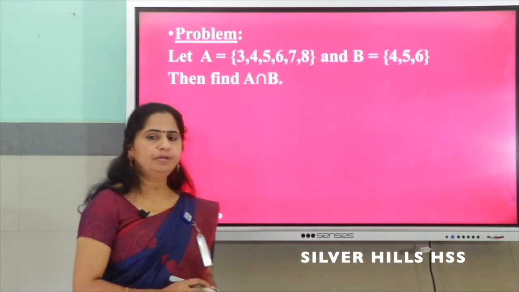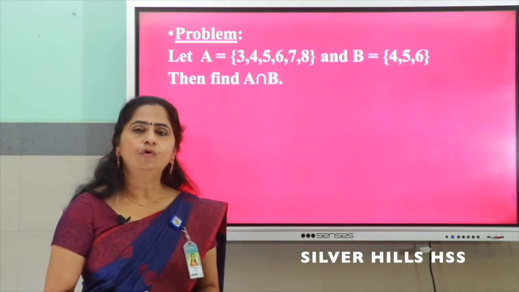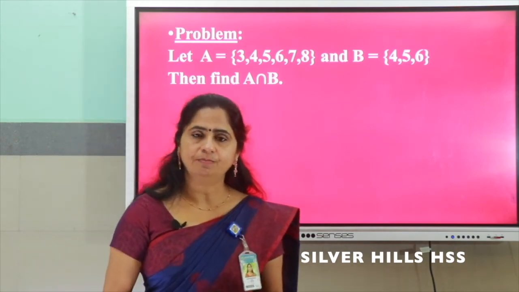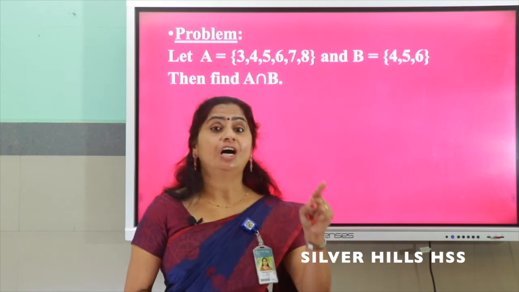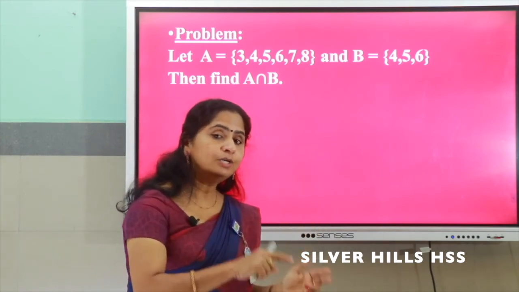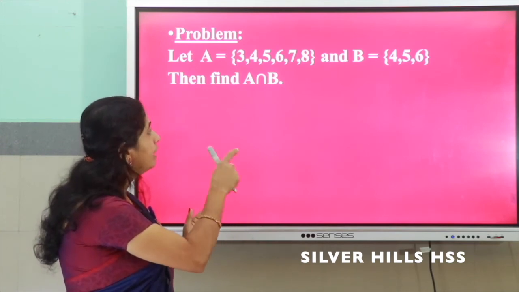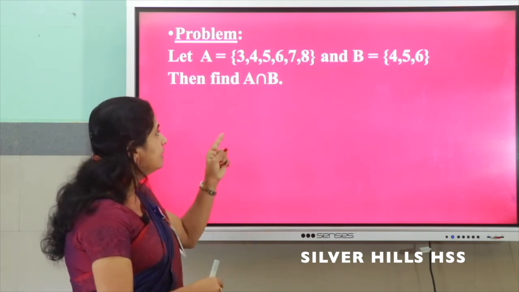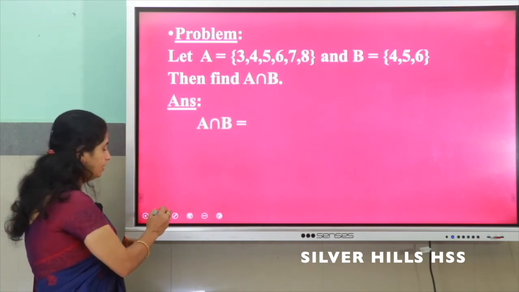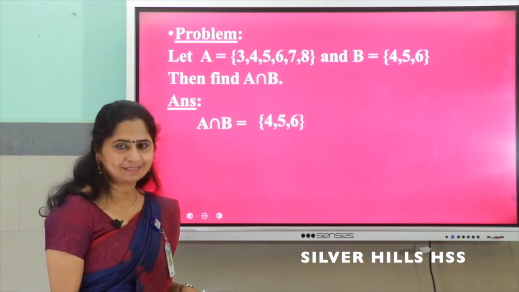Now, let us see the problem here. Let A be equal to {3, 4, 5, 6, 7, 8} and B be equal to the set {4, 5, 6}, and you are asked to find A intersection B. So, by the theory, what is A intersection B? The set of all elements which are in both A and B. So, you have to take the elements which belong to A and also B. At a glance you know that 3 is in A but not in B, 4, 5, 6 are in both A and B, 7 and 8 are only in A. So, the answer common to both sets, A intersection B, will be equal to the set {4, 5, 6}.